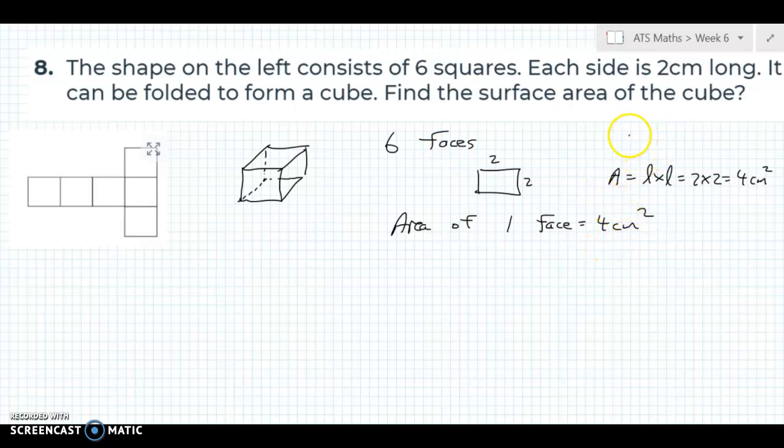Find the surface area of the cube. So how much area, if you fold it all up, is on the outside of this box? Well, it's just going to be 6 multiplied by 4, because there's 4 square centimeters for each face. So we get 24 square centimeters equals the surface area.